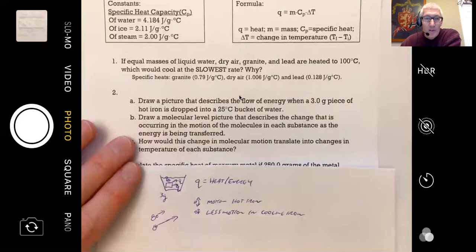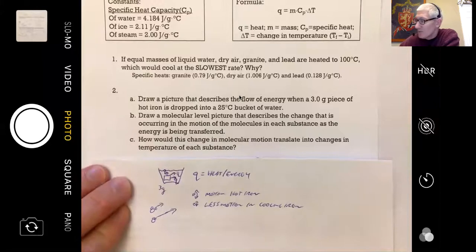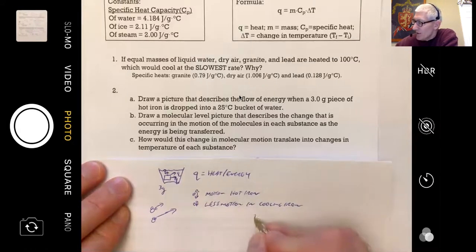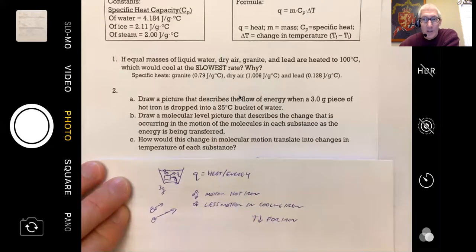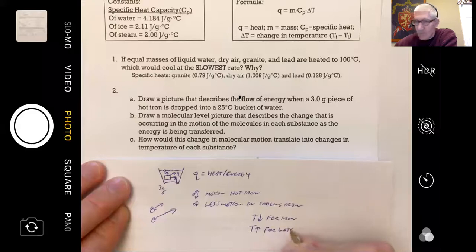And then how would this change in molecular motion translate into changes in temperature? We now know that the iron is wiggling a little bit less. It's got less energy, so the temperature is going to drop for the iron, which makes sense because it's sitting in the colder water. And we know that the temperature is going to rise for the water. All right, so that's number 2.